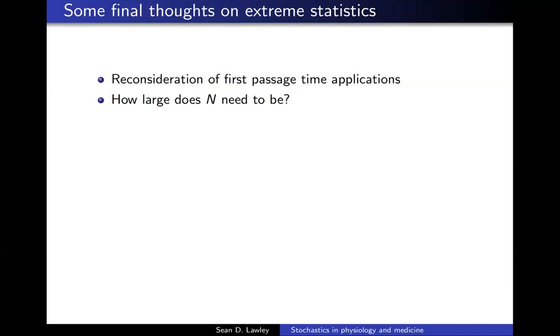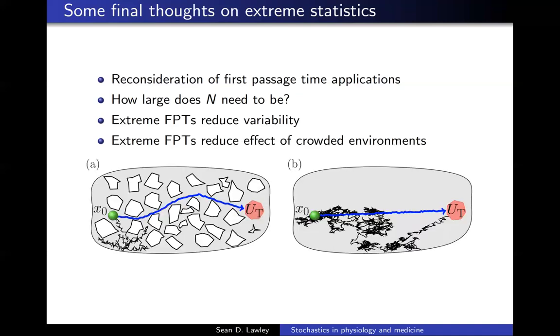And from a mathematical perspective, that means we really want to understand how this scales with n and how large n needs to be in this extreme regime. Let's also point out that these extreme first passage times reduce variability, so the coefficient of variation vanishes as an implication of some of the work I talked about. Also, extreme first passage times reduce the effect of crowded environments. So if we're modeling maybe diffusive search in some crowded domain, maybe we have all these obstacles in the way.